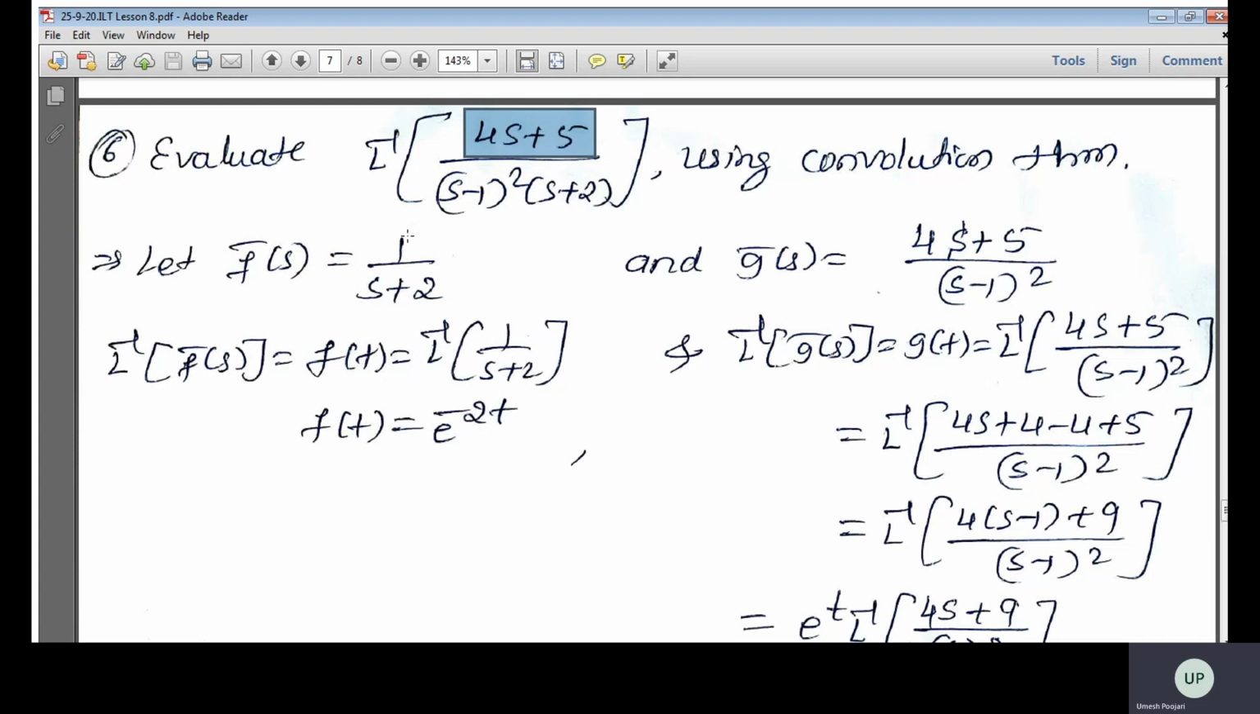But always select f bar of s as a simple one, so that you can easily find f of t. Then the remaining term you can assign to g bar of s. So here f bar of s equals 1 by s plus 2. Therefore f of t will be L inverse of 1 by s plus 2, and f of t will be e raised to minus 2t. Similarly, g bar of s is 4s plus 5 divided by s minus 1 whole square. Which property will you use?